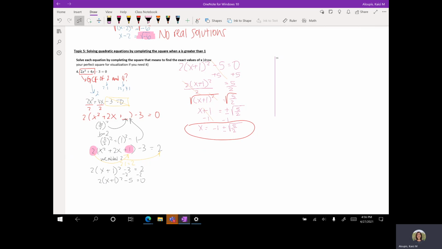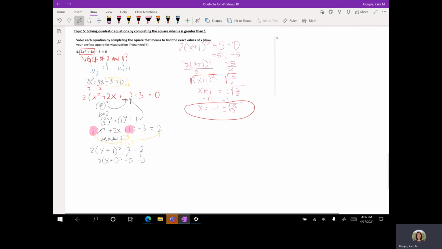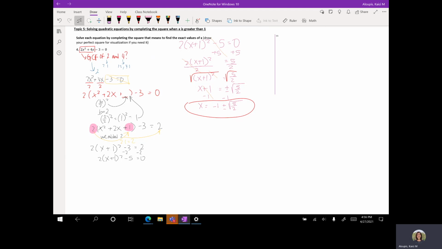Let me show you real quick, I think I have time, how this would look if we were using our tiles. Do I want to show you that? No, I don't want to show you that. I'm sorry. You don't need to. If you can do this, then that's fine. And that is enough for me.